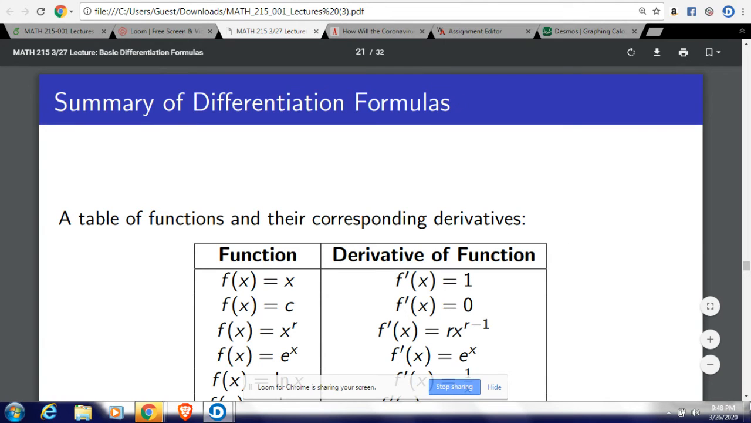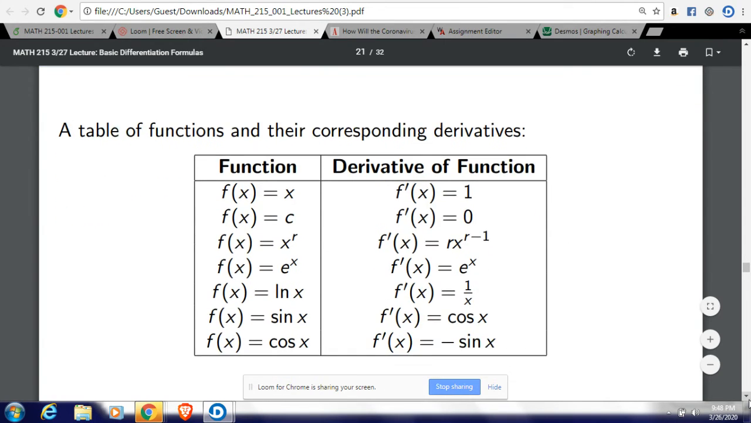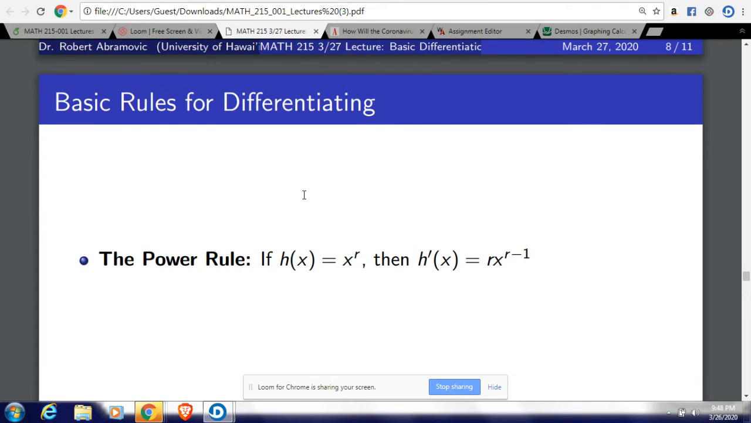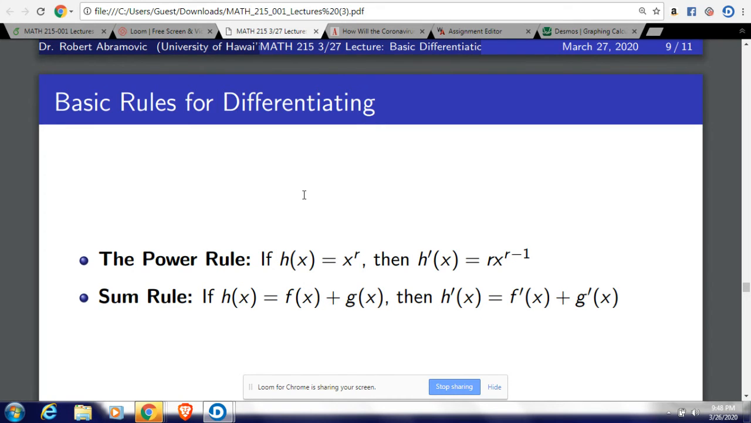Okay. So here's a table of some functions and their derivatives. In particular, the derivative of f of x equals x is 1. The derivative of a constant is 0. The derivative of x to the r is r times x to the r minus 1. The derivative of e to the x is e to the x. The derivative of ln of x is 1 over x. The derivative of sine is cosine. The derivative of cosine is minus sine. Power rule: if h of x is x to the r, then h prime is r x to the r minus 1. We've seen it in the table above.